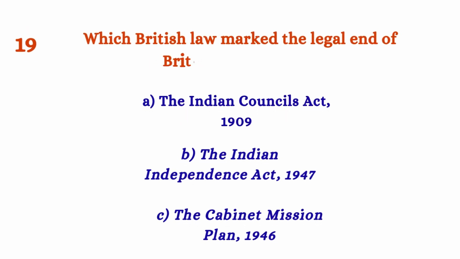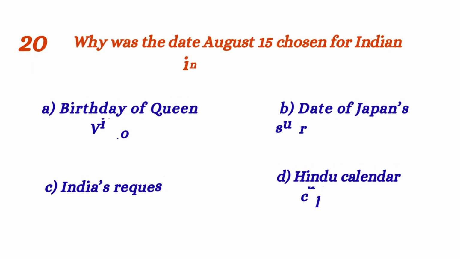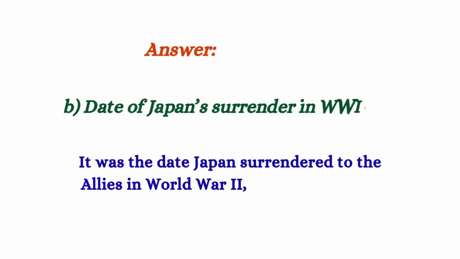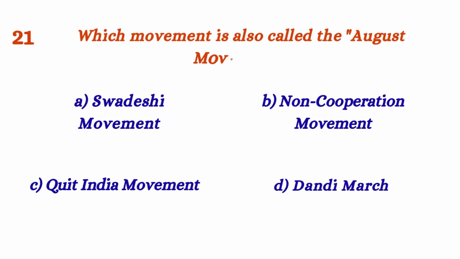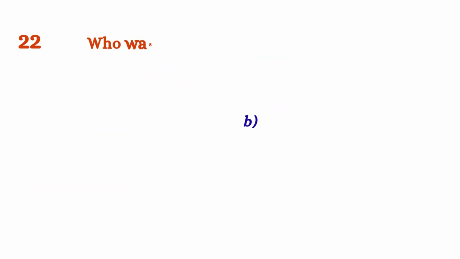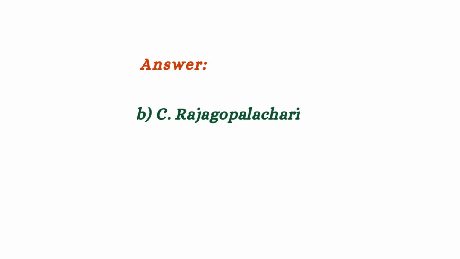Which British law marked the legal end of British rule in India? The Indian Independence Act 1947. Why was the date August 15 chosen for Indian independence? Date of Japan surrender in World War II. Which movement is also called the August Movement? Quit India Movement. Who was the last Governor General of independent India? C. Rajagopalachari.